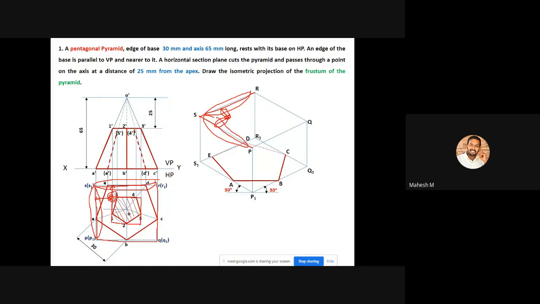So, a parallel line. Understood? Okay, create a line parallel to this PS from here. Similar to that, create a line parallel to this RS from here. The intersecting point of these two lines will be the corner of this particular rectangle.